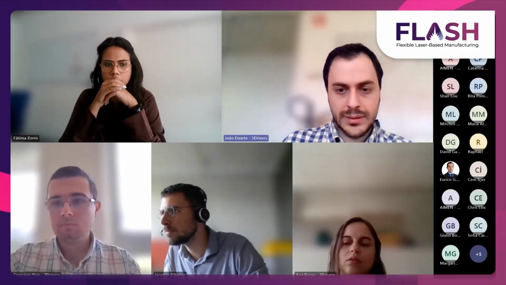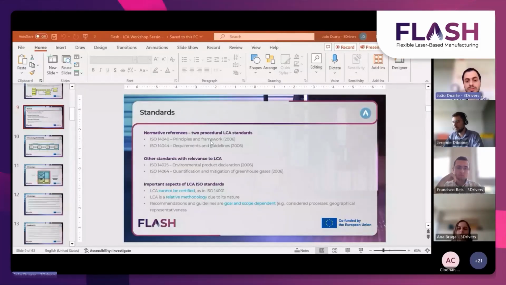are usually used. I can show you again the slide just so that you can see. It's this slide. So these are the standards that are used to define how to do an LCA. Regarding harmonization for different industries, etc.